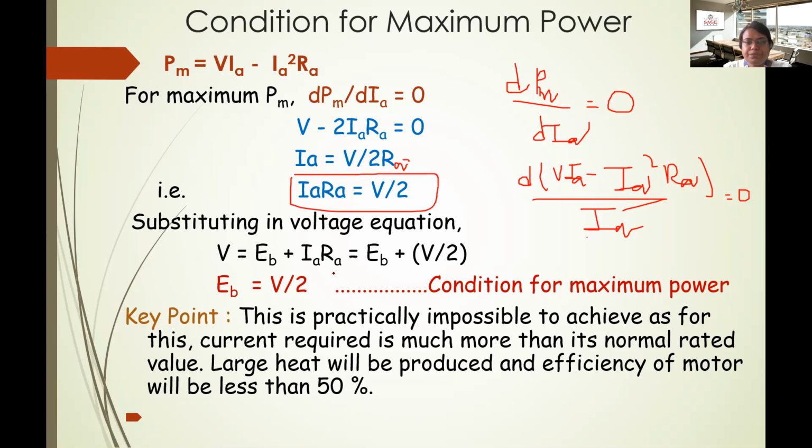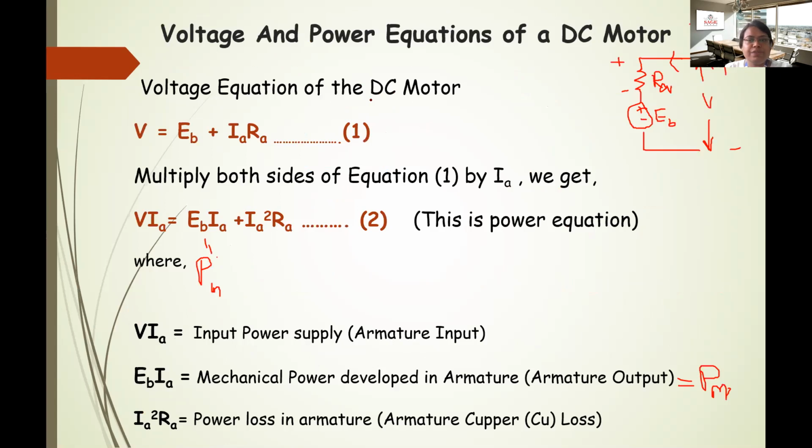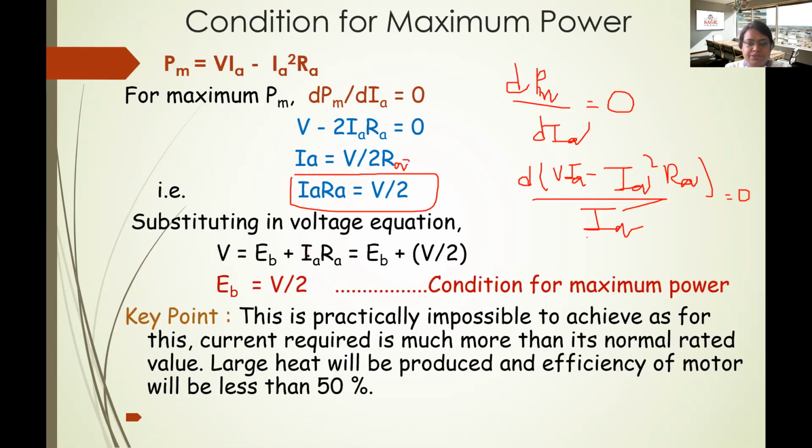If we put the value of Ia Ra equal to V by 2, what will we get? As we know, the voltage equation of the DC motor is V equal to Eb plus Ia Ra. Putting Ia Ra equal to V by 2, V is equal to Eb plus V by 2, and so Eb is equal to V by 2. This is the condition of maximum power.